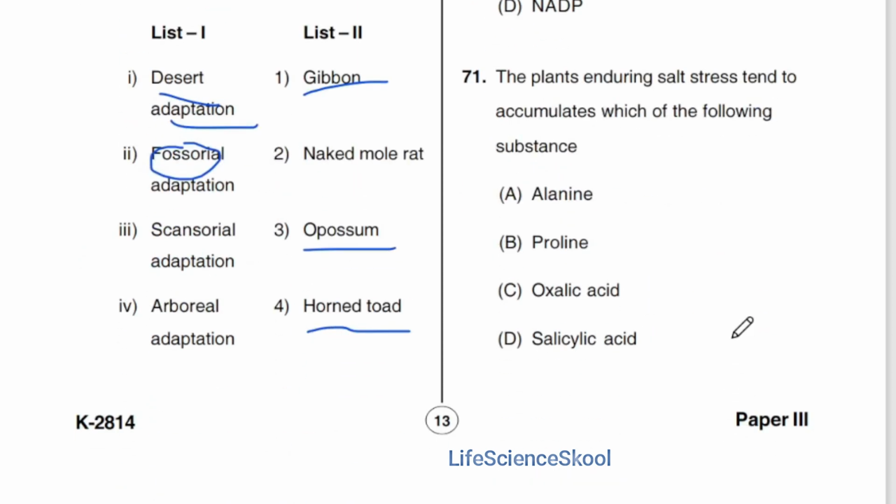Moving on to the next question. The plants during salt stress tend to accumulate which of the following substances? Option A alanine, option B proline, option C oxalic acid, option D salicylic acid. The correct answer for this is option B. They are going to accumulate proline. Option B is the correct answer.